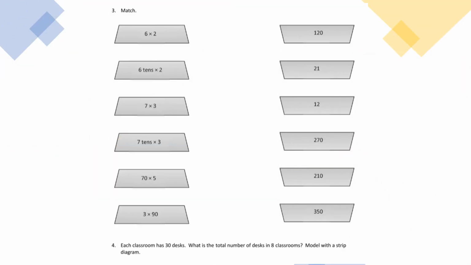Let's look at number 3. Number 3 is a matching activity. So, the very first question is 6 times 2. 6 times 2 is 12. So we're going to match the block that says 6 times 2 to the answer of 12.